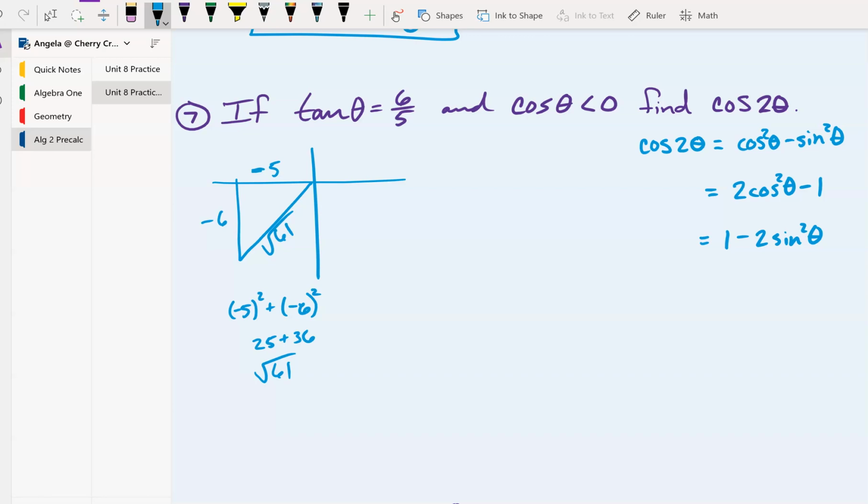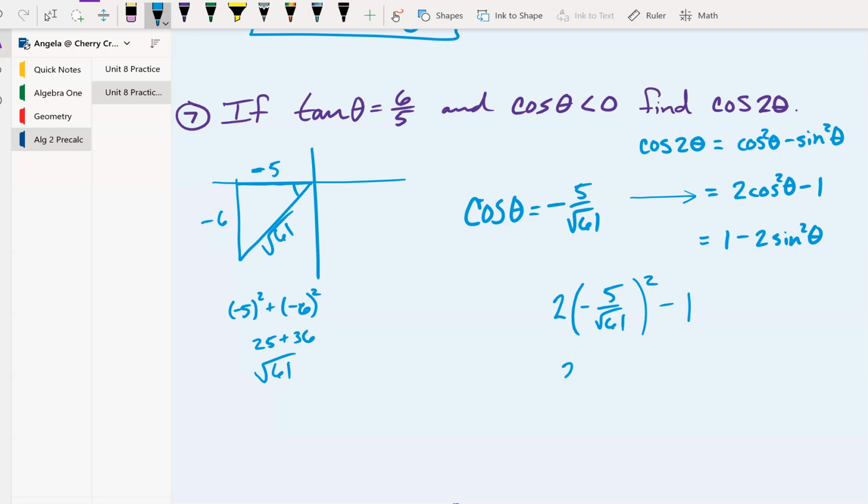So we can actually pick which one of these you would like to use. I know the cosine is negative. I'm going to go ahead and use this middle one, and I'm going to define my cosine of theta first as being my adjacent over my hypotenuse. So a negative 5 over root 61. Now I could rationalize my denominator, but because I'm going to be squaring everything anyway, I'm just going to use negative 5 over root 61. So it's going to look like this: 2 times the cosine, negative 5 over root 61 squared, and then minus 1.